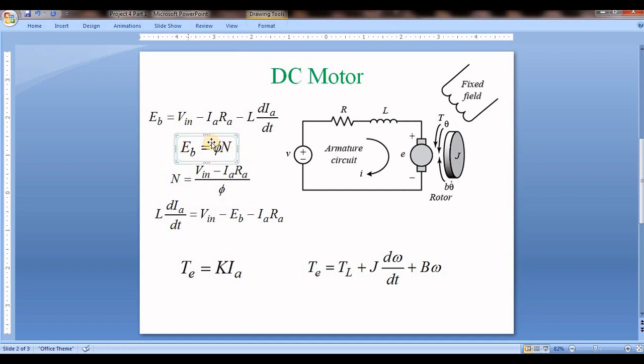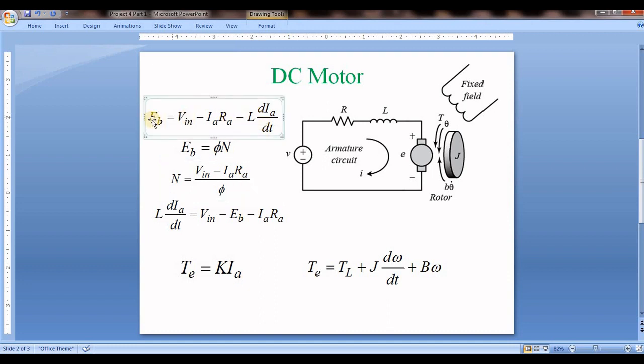So the same equation can be written as EB equal to K into omega. Omega is in radians per second, and N is in RPM, revolutions per minute. Generally these two equations are the same, but for understanding purposes I presented both here. So this is in steady state condition.